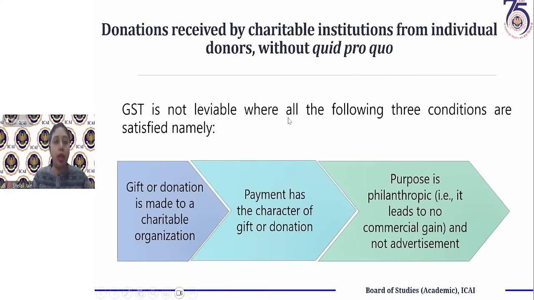So GST is not leviable where all three conditions are fulfilled. First of all, you are giving a gift or donation to a charitable institution. The payment has the nature of gift or donation and the purpose is philanthropic. That means there is no purpose of advertising your company or your business. You are not getting any commercial gain from that. It is only for philanthropic purpose. You wanted to donate something and you donated the money. You didn't expect anything in return and you did not get anything in return.